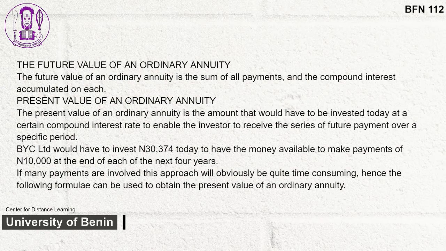Present value of an ordinary annuity. The present value of an ordinary annuity is the amount that would have to be invested today at a certain compound interest rate to enable the investor to receive the series of future payments over a specific period. BIC Limited would have to invest 30,374 naira today to have the money available to make payments of 10,000 naira at the end of each of the next 4 years. If many payments are involved, this approach will obviously be quite time-consuming, hence the following formulae can be used to obtain the present value of an ordinary annuity.